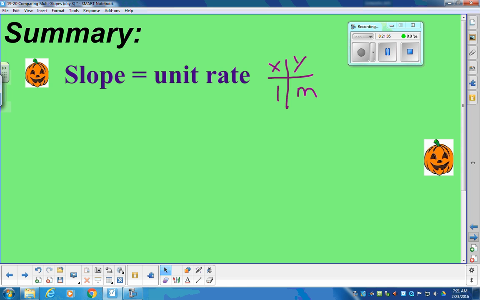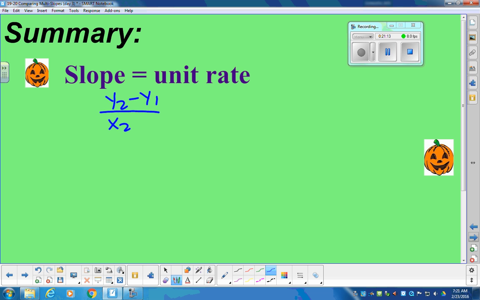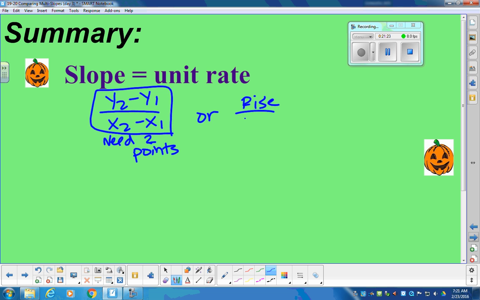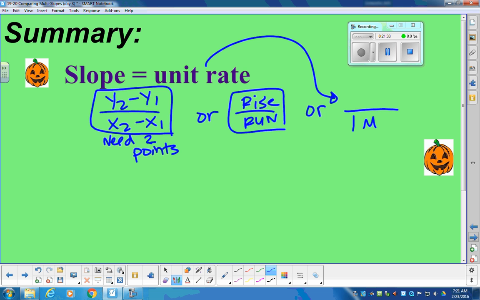So just a couple of things. Remember, slope is a unit rate. So for that situation, we could have gone y2 minus y1 over x2 minus x1. You still could do that. You just need 2 points to do that. Or you could use rise over run, the hotel analogy. Or you can recognize that it's a unit rate. A unit rate means there's a 1 in the bottom. This is the key. So some value over 1. You can also use that, which is the one I use because it's a little bit faster.